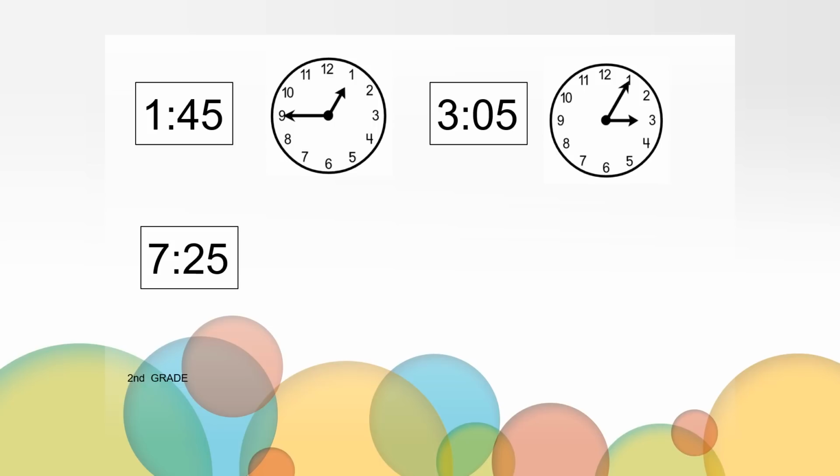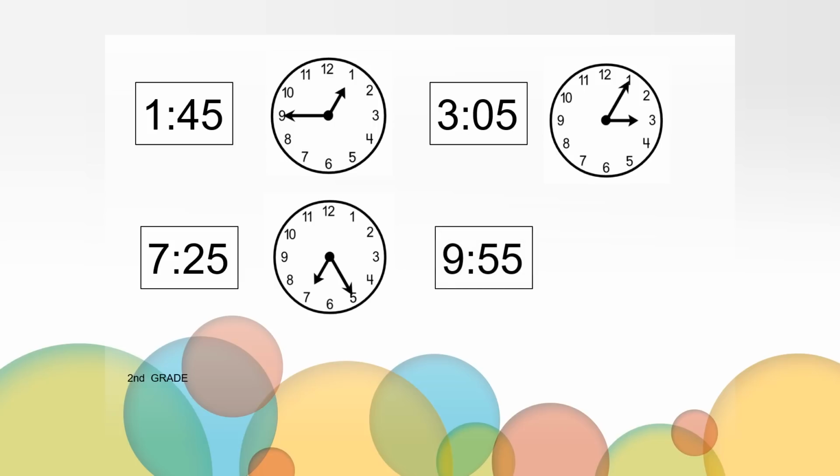The time is 7:25. Use your arm to show where the minute hand would go. Does your hand match the minute hand on the analog clock? One more. The time is 9:55. Use your arm to show where the minute hand would go. How did you do? Are you getting better at using your arm as the minute hand on a clock?